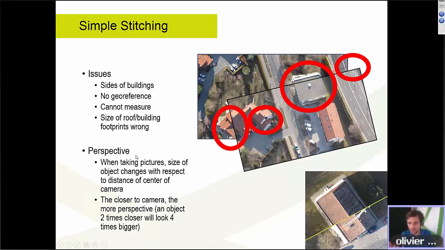Perspective is a process which actually is in your camera. When you take an image, the size of the objects in the 3D world are changing with respect to the distance to the camera. So in other words, objects which are closer to the camera will have more perspective than objects which are far away. And for instance, an object which is 2 times closer to the camera may look 4 times bigger than what it is in reality. And this is causing all this distortion of shapes as soon as things are not exactly flat.